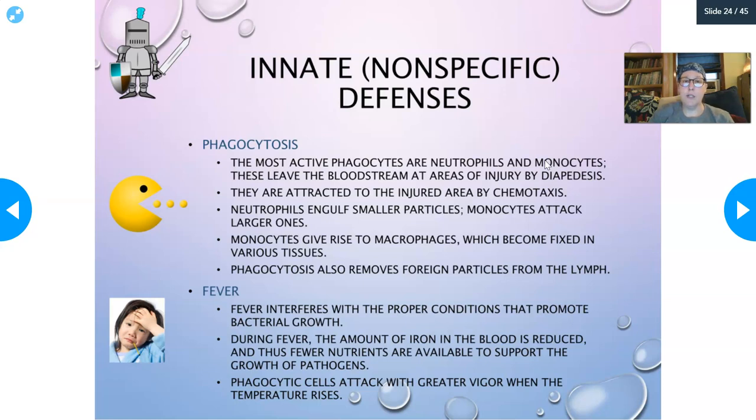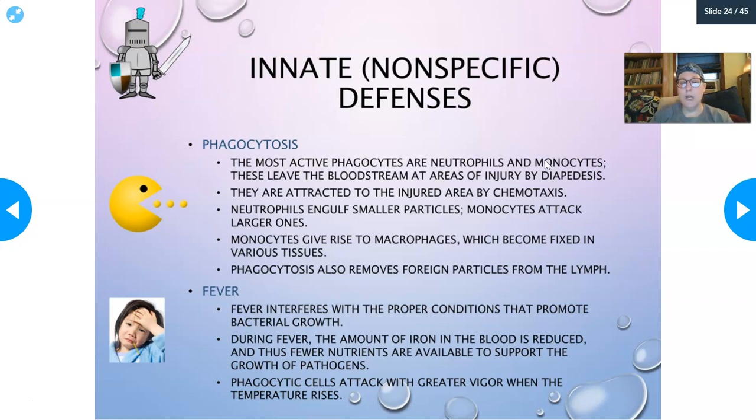And then fever is another nonspecific defense. Fever interferes with the proper conditions that promote bacterial growth. So the bacteria don't like it. And during fever, the amount of iron in the blood is also reduced. And bacteria like iron. They need iron to reproduce. So your body hides it and takes it away from them. And so that depletes the nutrient for the bacteria, and the bacterial pathogens can't grow.